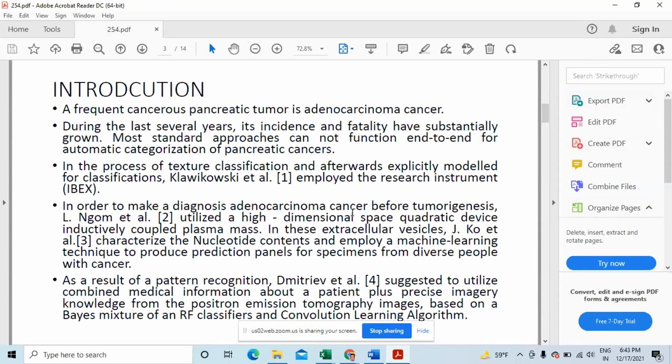We have seen during the study that over the last several years, the fatality caused by pancreatic cancer, or tumor genesis, has increased with the changing lifestyles of people, and categorization of tumors based on imaging is still a challenge. So we employ machine learning techniques for accurate prediction on cancer images from specimens. Combining medical information of the patient with precise imaging knowledge gave us the motive to study this area with RF classifiers and convolutional learning algorithms.